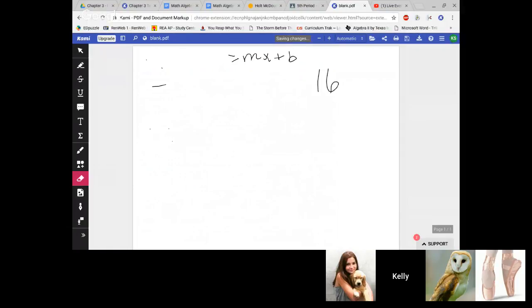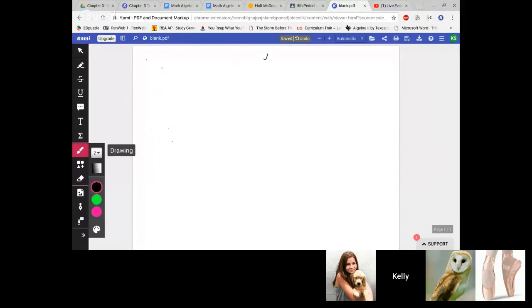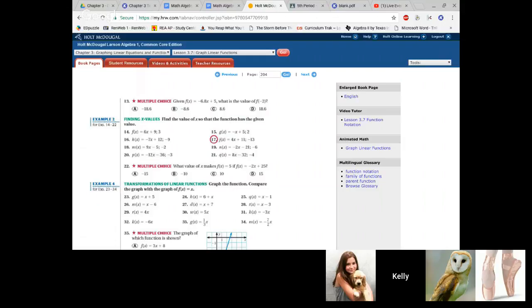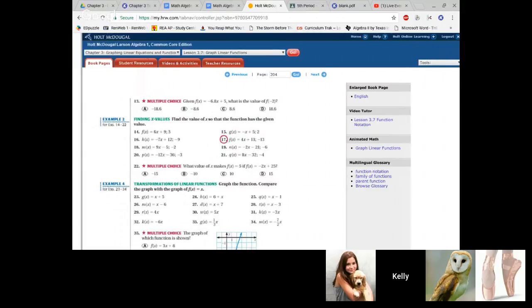Because that's the most important part, being able to know when you have to plug in a value into the x and when you have to plug in the answer. So let's look real quick. I don't think it'll let me draw on here.